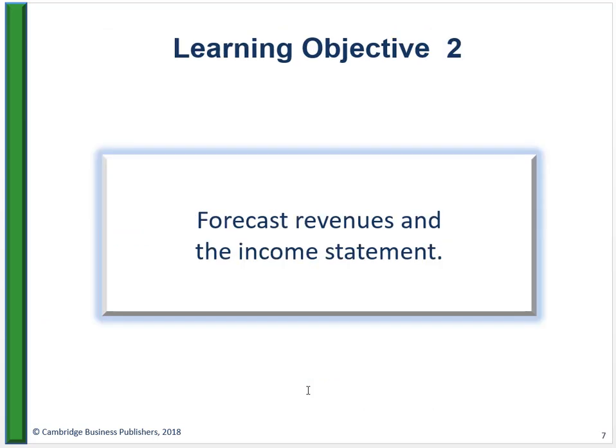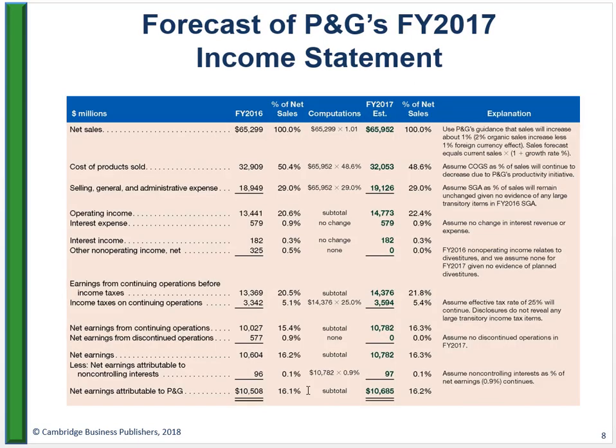Learning objective number 2, forecasting revenues and the income statement. When we forecast revenues and the income statement, we're always going to start with net sales, and what you're looking at here on slide 8 is the income statement that our authors share with us from Procter & Gamble. This was from fiscal year 2017, and you can see here how in fiscal year 2016, top-line revenues were 65 billion for Procter & Gamble.